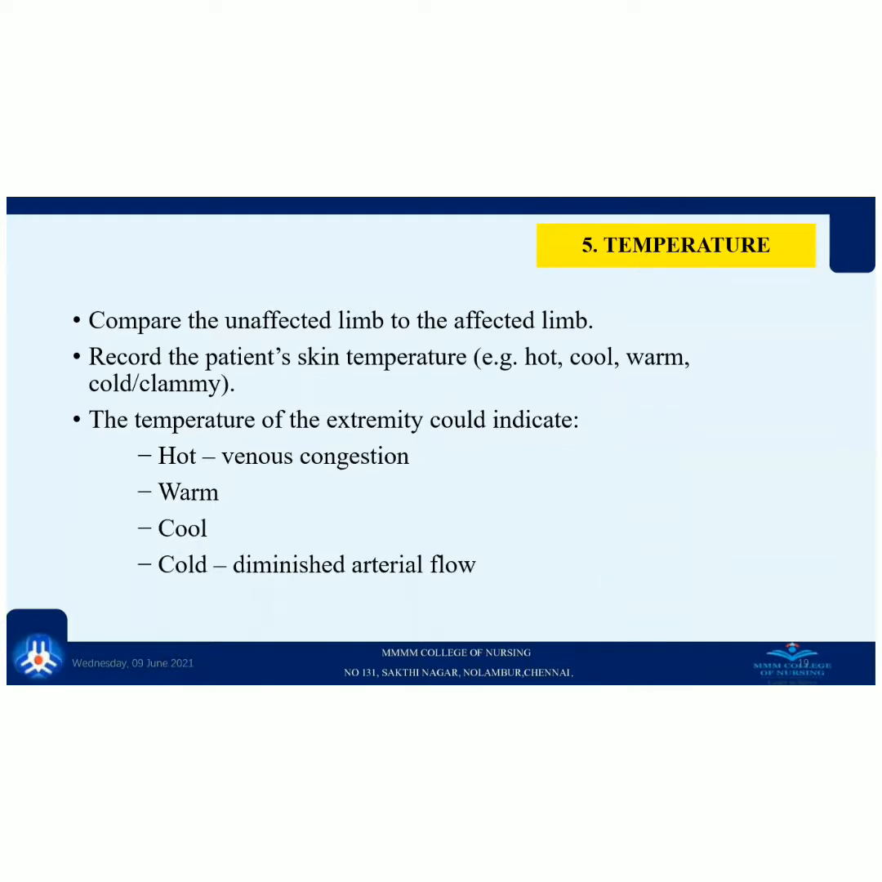Compare the unaffected limb to the affected limb. Record the patient's skin temperature as hot, cool, warm, cold, or clammy, because the temperature of the extremity may indicate as follows. Hot indicates venous congestion, whereas warm, cool to cold indicates diminished arterial blood flow.